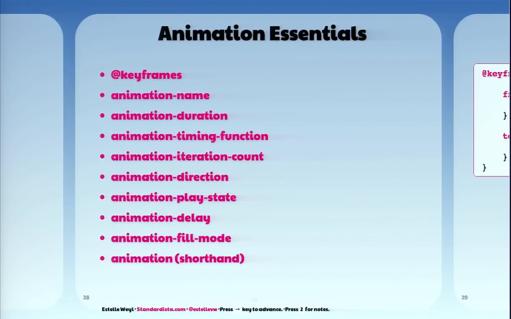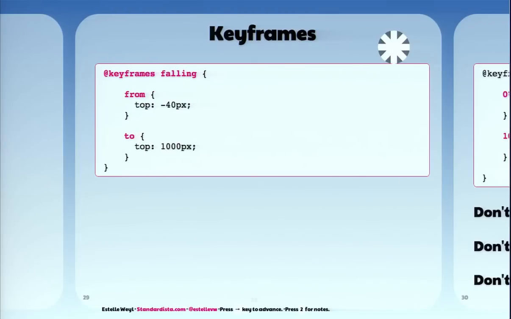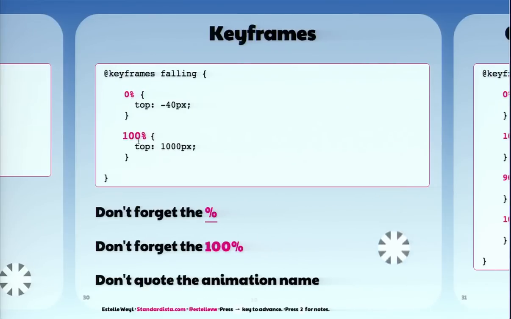So these are the properties we're going to learn. The first thing we're going to learn is keyframes. When you have an animation, you actually have an animation that you can reuse. You create an animation, you go from top to bottom, and then you have to attach it to an element. So the first step is to create a reusable animation. You give it a name, not quoted, and then you can either say from and to, or 0% to 100%. So my snowflakes are going from negative 40 pixels from the top to 1,000 pixels from the top. And that's actually not what they're doing. They're going only 600, because that's the height of my slide. But that's the general idea. Don't forget the percent. This is called a keyframe.